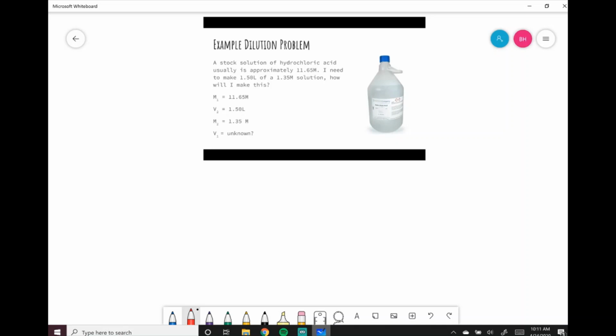The most difficult part of this problem we've already done. We have identified our unknowns. So all we need to do is use our equation, isolate our unknown, and solve for it. So we have M1 times V1 equals M2 times V2. Now, I am trying to solve for V1. So in order to get V1 by itself, I'm going to divide both sides by M1 to isolate. That cancels out, and so now my new equation becomes V1 equals M2 times V2 divided by M1.